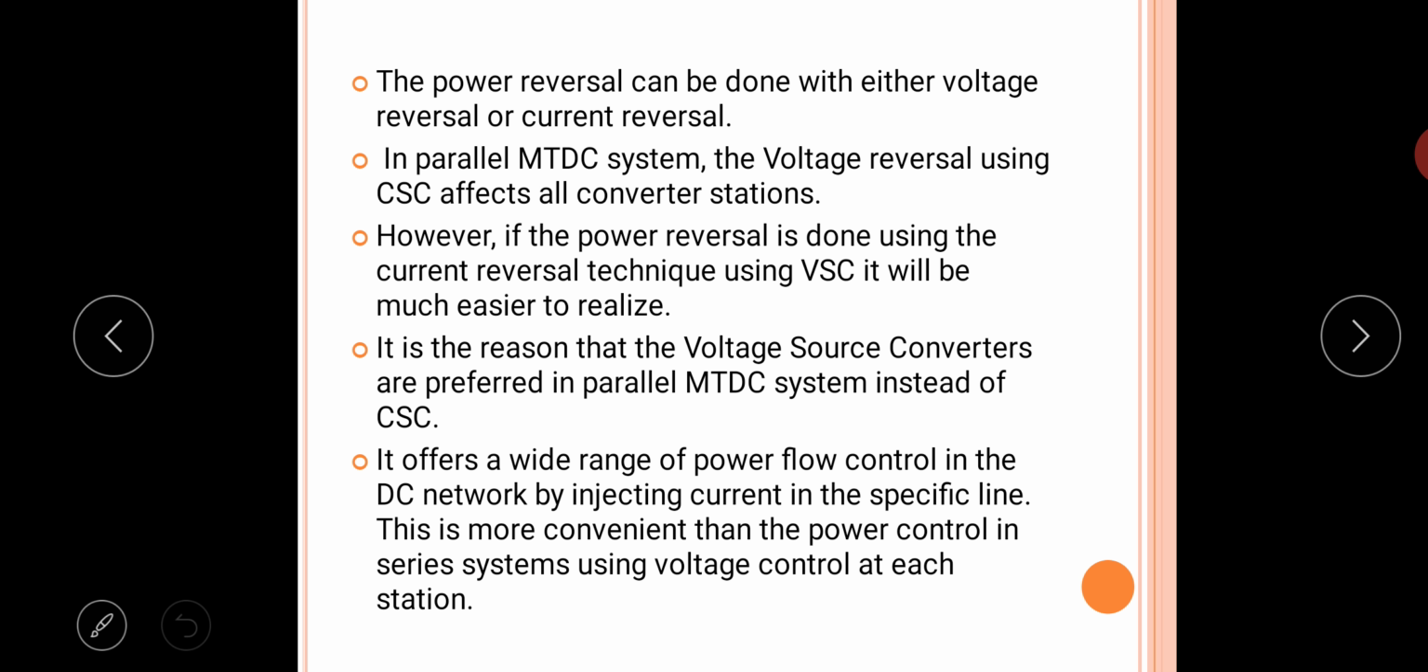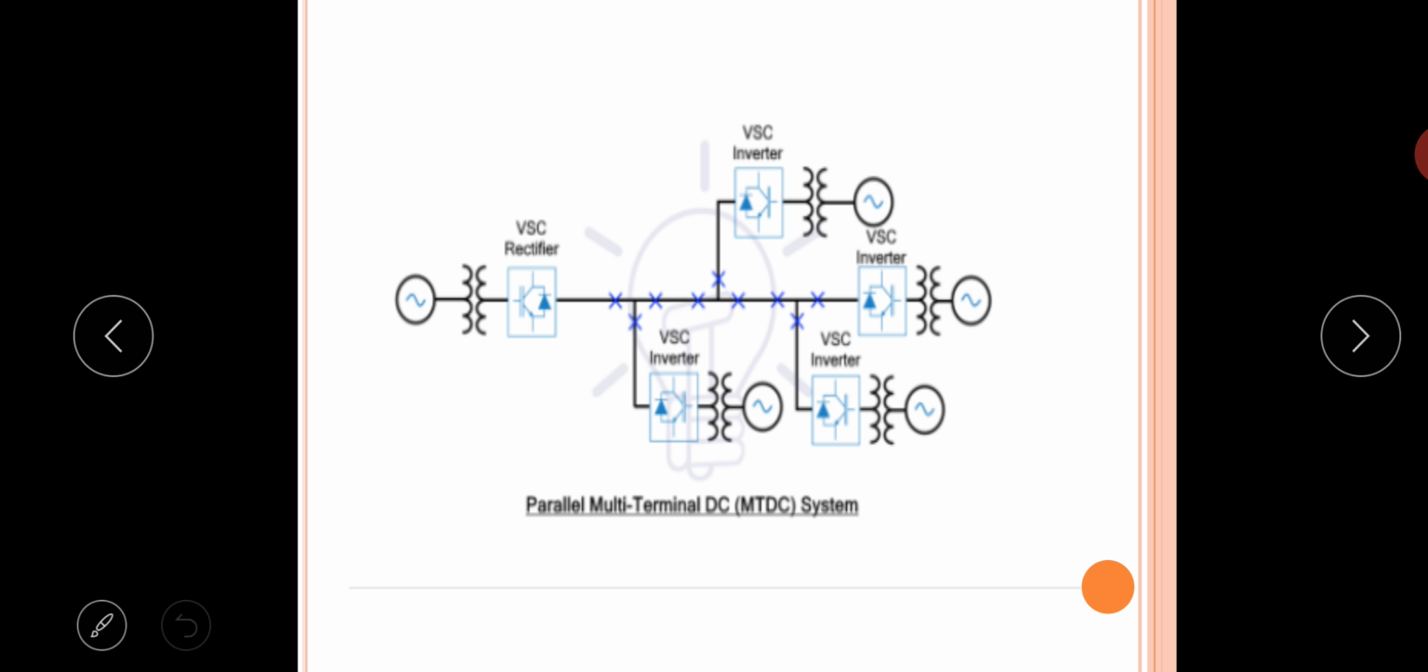The power reversal can be done with either current reversal or voltage reversal. Here we are using a voltage source converter so that the voltage will remain the same and the current can be varied to meet the power demand. Whereas if we use the current source converter, the current will remain the same and the voltage is varied. When the voltage is varied, it will result in the collapse of the entire system. So, the voltage source converters are used for the parallel MTDC system rather than the current source converters.